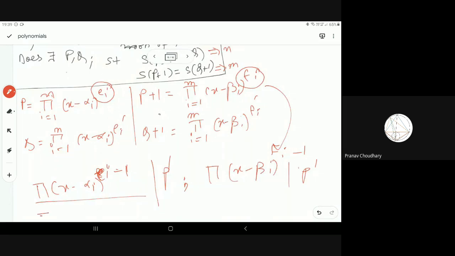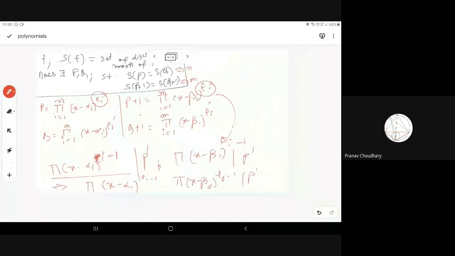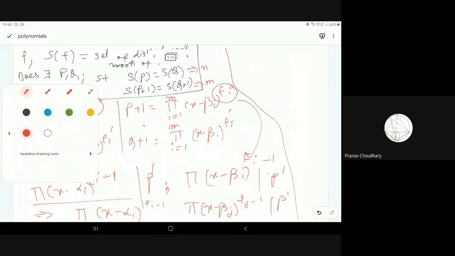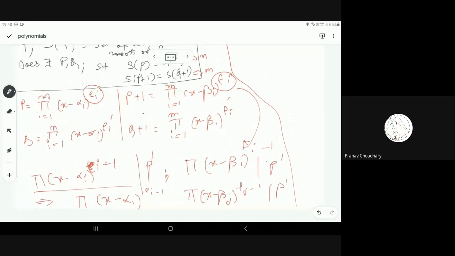So this basically tells you that, also note that since alpha and beta are all distinct, you can basically combine the two divisibilities, right? So you can write the product of (x minus alpha i) to the e_i minus 1, and the product of (x minus beta j) to the f_j minus 1, divides p dash. So this gives you an inequality, right?